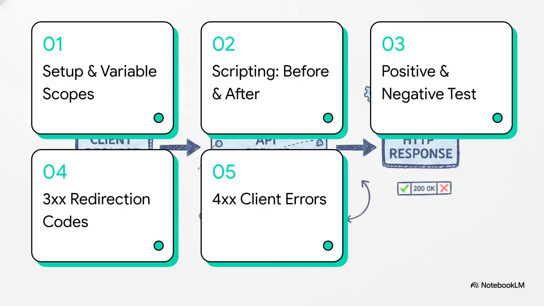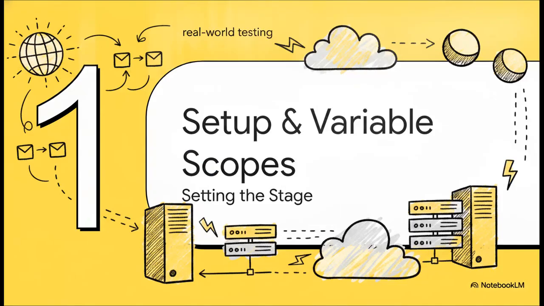Here's our roadmap. We're going to kick things off with setup and variable scopes, move into scripting before and after, and then tackle positive and negative testing. After that, we'll shift gears to diagnosing responses by navigating 3xx redirection codes, and finally, we'll decode those pesky 4xx client errors. All right, let's jump into Section 1, Setup and Variable Scopes.